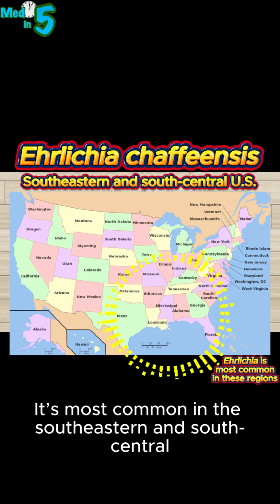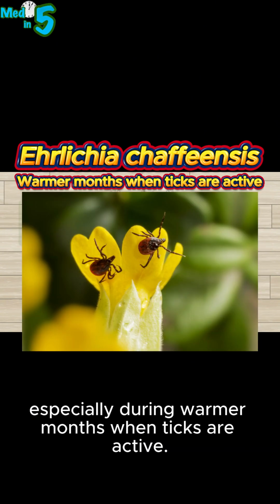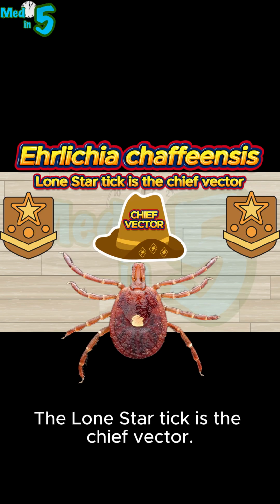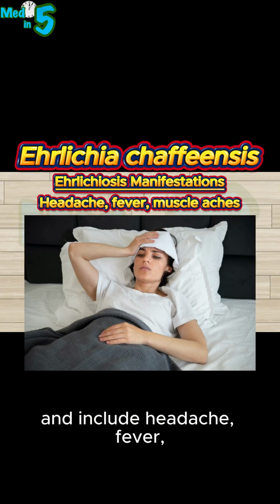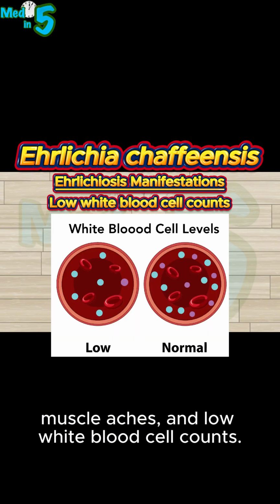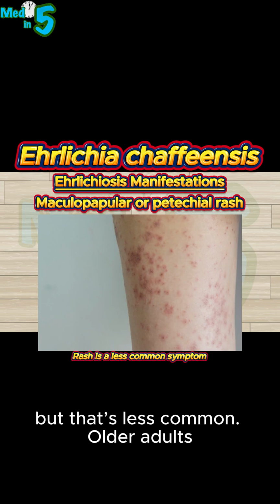It's most common in the southeastern and south-central US, especially during warmer months when ticks are active. The lone star tick is the chief vector. Symptoms typically appear a week or two after a tick bite and include headache, fever, muscle aches, and low white blood cell counts. Some people also get a maculopapular or petechial rash, but that's less common.